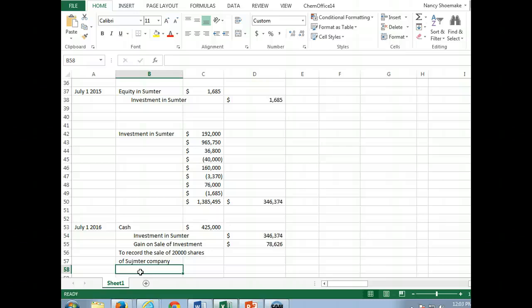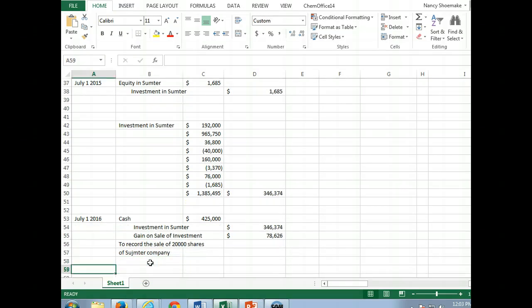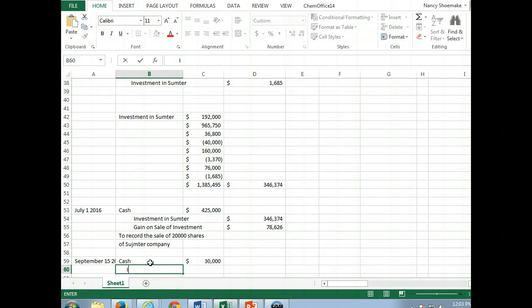Now, we have 30% ownership left. So on September 15th of 2016, when they declare dividends, we will show 30% cash of $30,000, and we'll credit our investment in Sumter for $30,000.